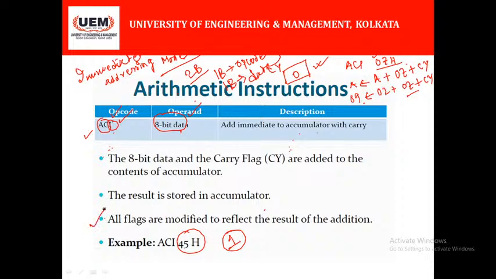All the flags are affected or modified by the result of this addition. The result, or the sum, will be stored in the accumulator, and in this expression we are adding 8-bit data and the carry flag to the content of the accumulator. Please try to understand that not only the value of the accumulator and the data that is supplied immediately, but also the value of the carry flag is going to be added.